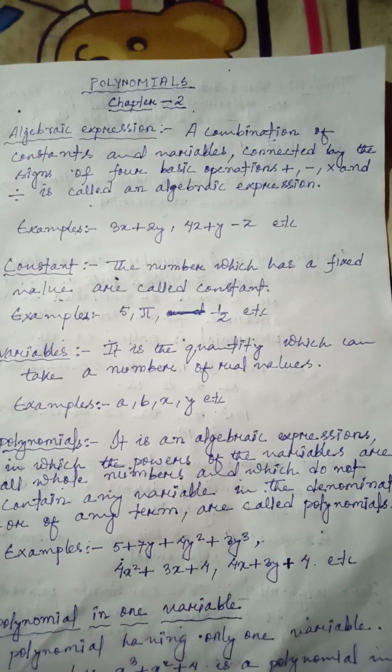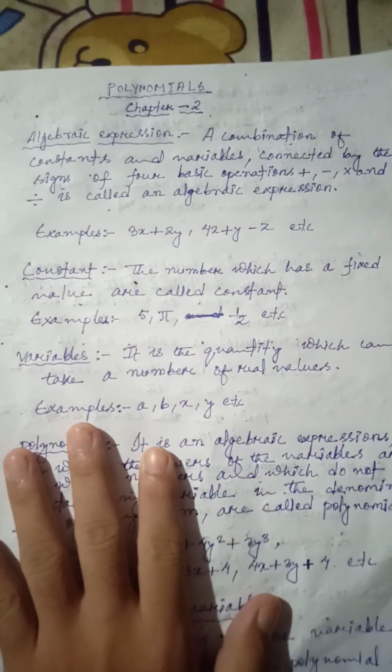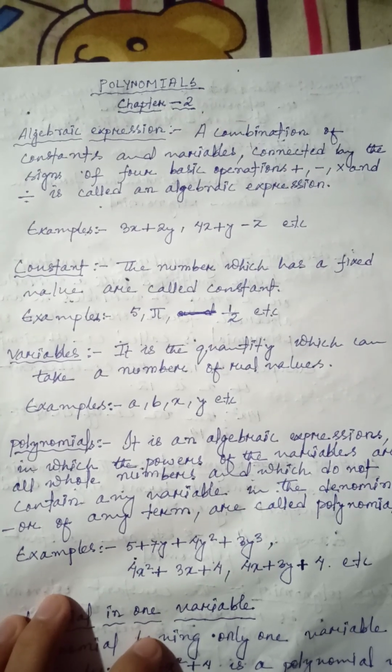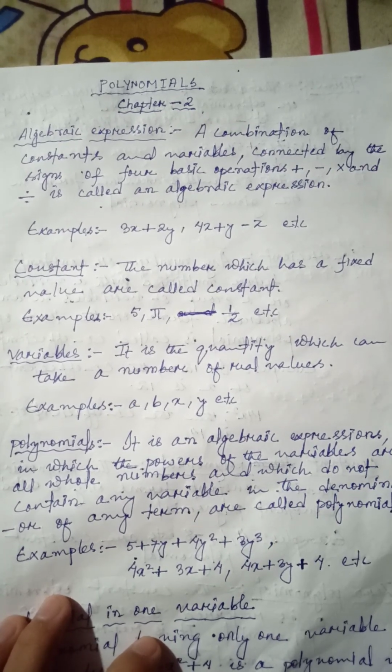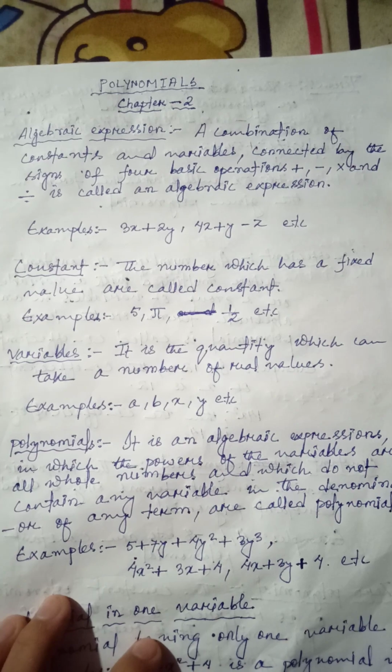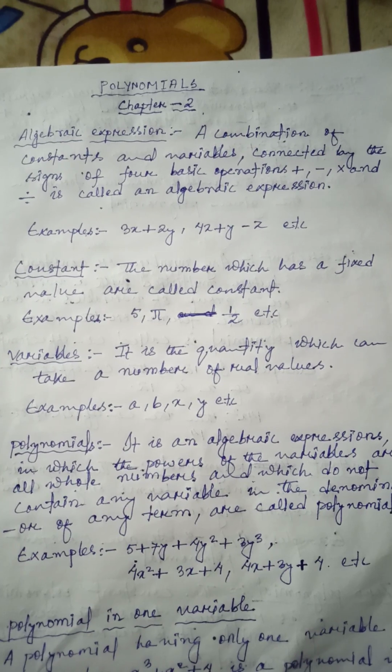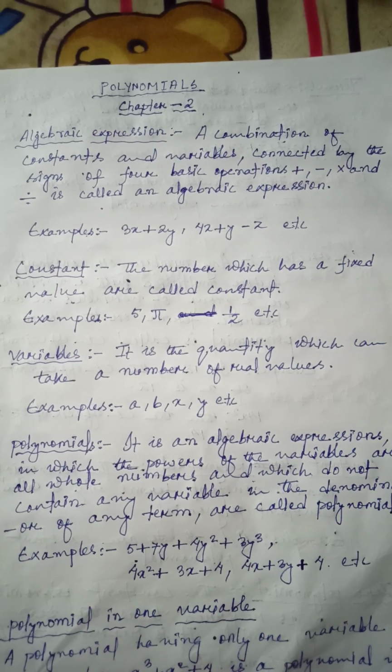Then let us move to the next step, that is variable. What do you mean by variable? It is the quantity which can take a number of real values. Suppose we take x, y, a, b, and other alphabets, and we can put any values in them, then this kind of quantity we call variables. Examples are a, b, x, y, etc. All these are examples of variables.